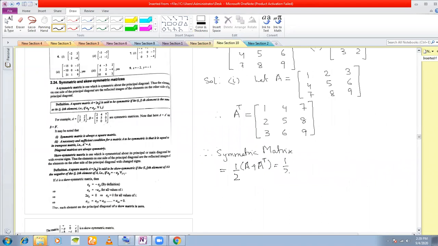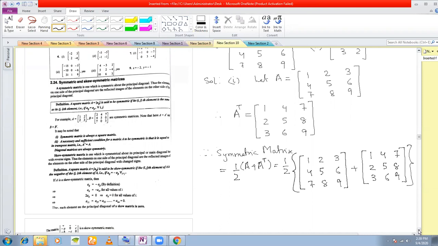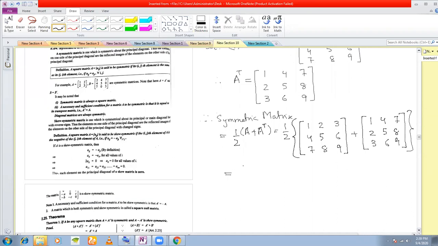So let's see, half of A plus A transpose. Okay. So now find out this symmetric matrix. Half of, add up these two matrices.